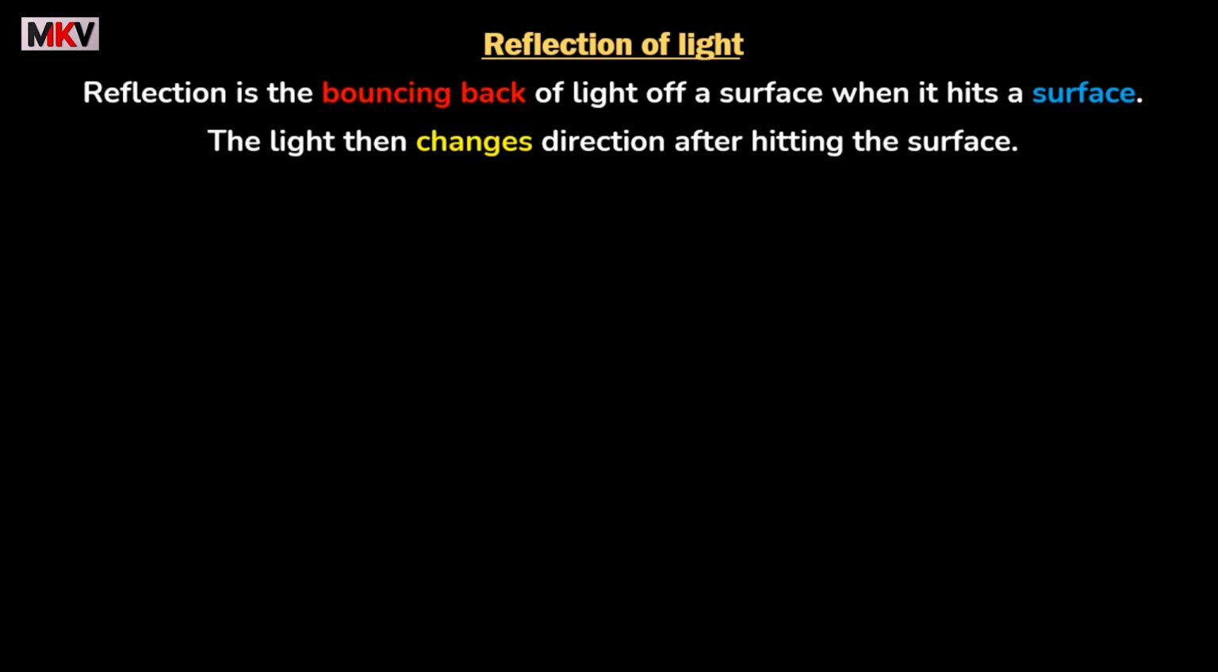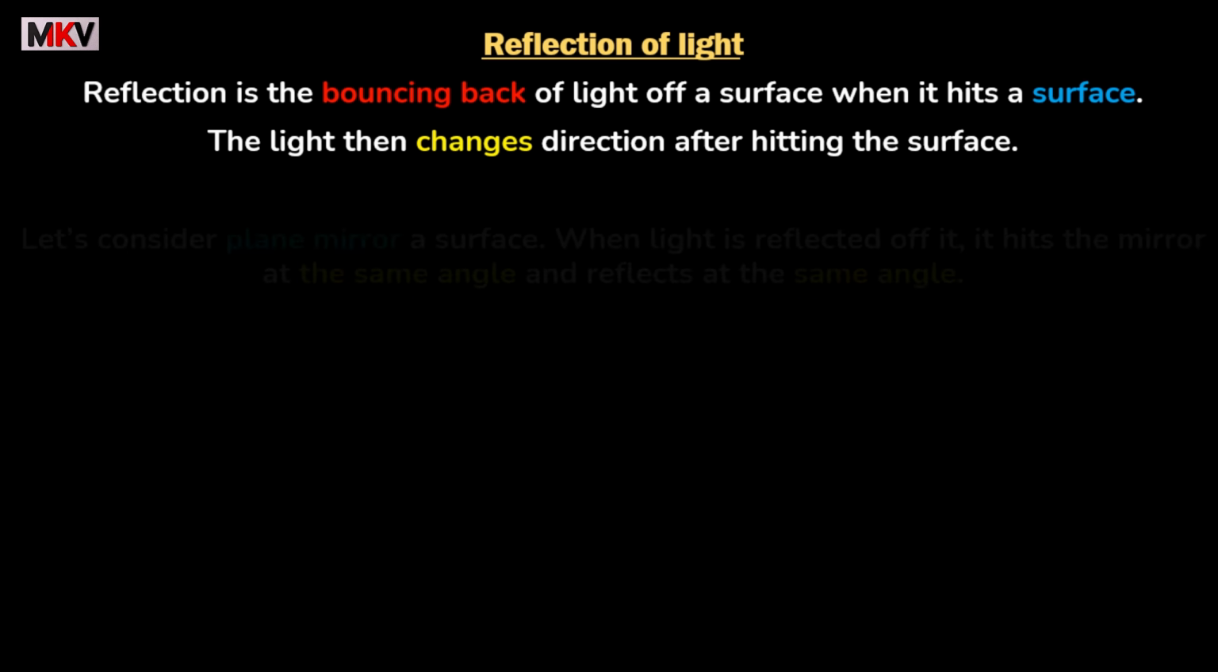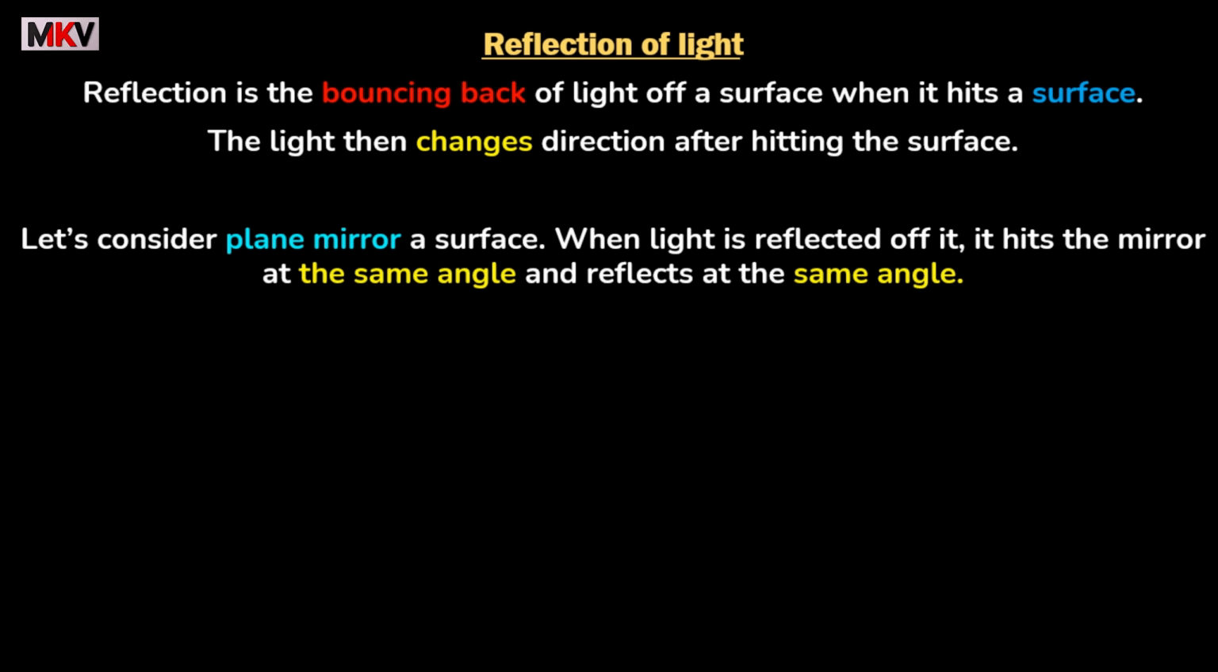And reflection can happen in two ways. If the surface at which the light is hitting is polished or smooth, or if the surface is rough or irregular, these can give different kinds of reflections. So we will discuss them as we move along. So let's consider a plane mirror as the surface. When light is reflected off a mirror, it hits the mirror at the same angle at which it reflects.